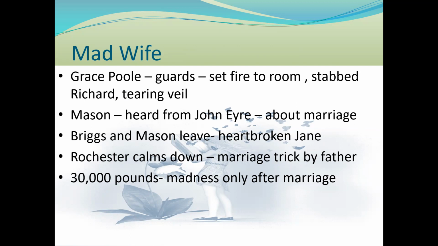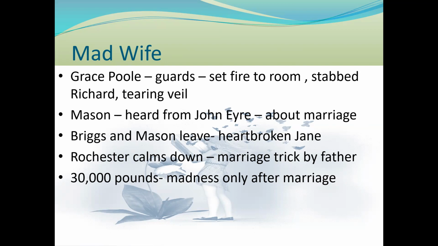Richard Mason was informed about the marriage of Jane through her letter to John Eyre, who is also a friend of the Mason family in Madeira. Both Briggs and Mason come to England and, knowing that the marriage is stopped, they leave the place. Jane is deeply sad, and Rochester explains that he was tricked into marrying Bertha for an inheritance of 30,000 pounds. He realized her madness only after the marriage.